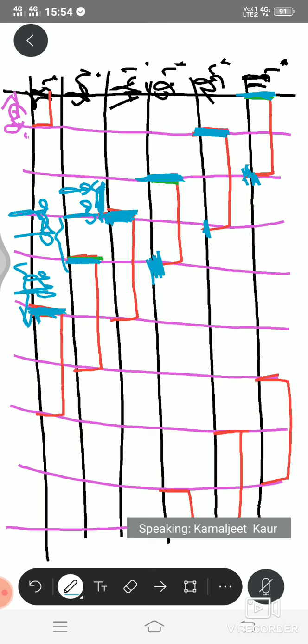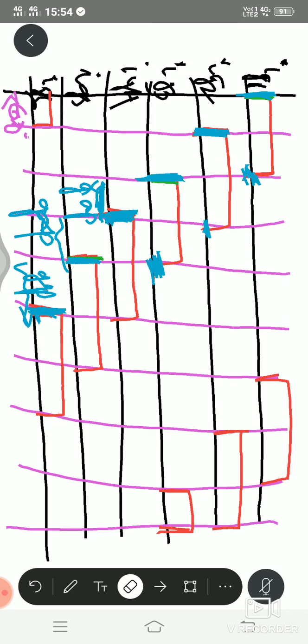Okay, now let us discuss the sequence of firing. We have to understand the sequence of firing, then only we can analyze the working of the thyristor.